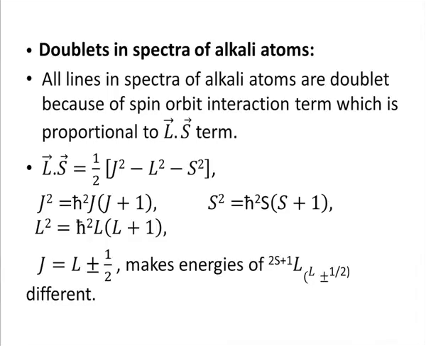And now you recall that J square is proportional to J into J plus 1, L square goes as L into L plus 1 and S square goes as S into S plus 1. So, J is equal to L plus minus half makes energies of 2S plus 1 capital L plus minus half different because L dot S values are different.